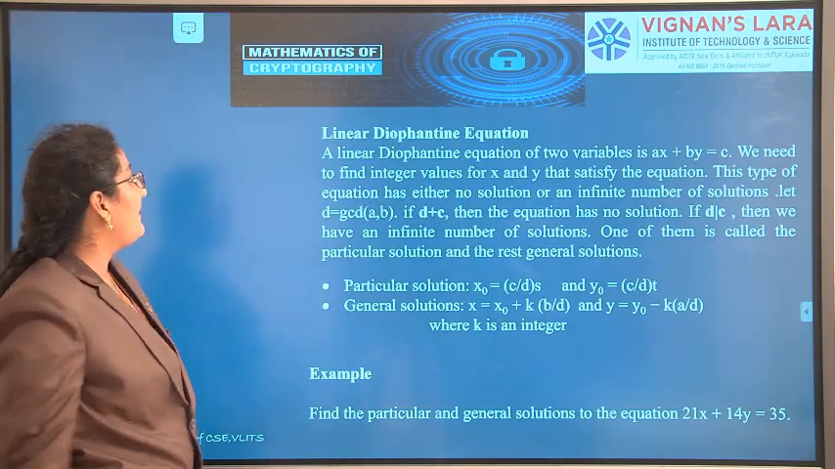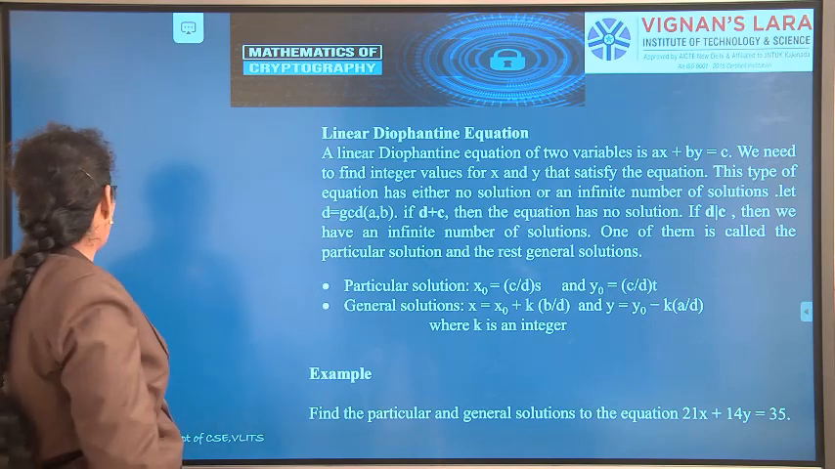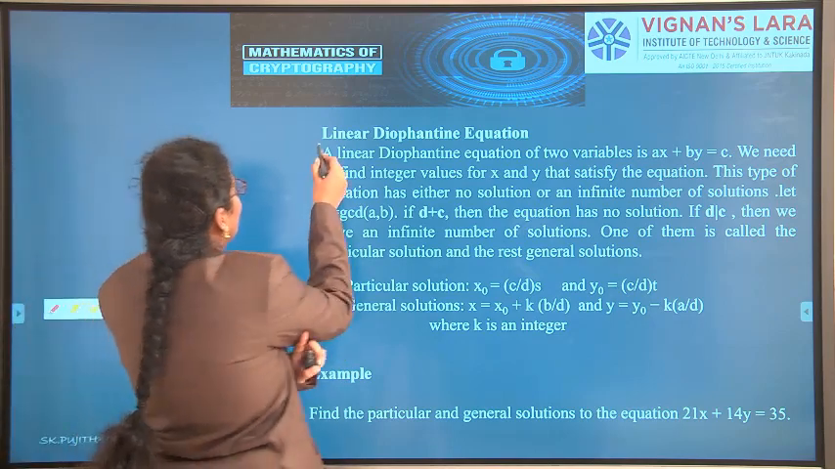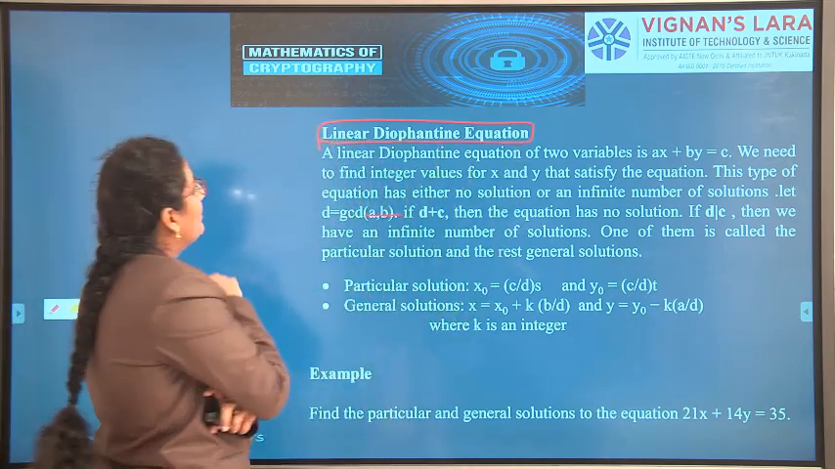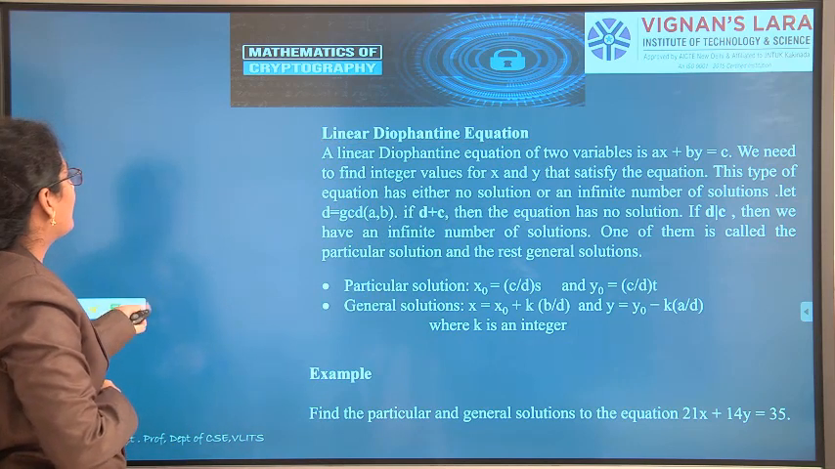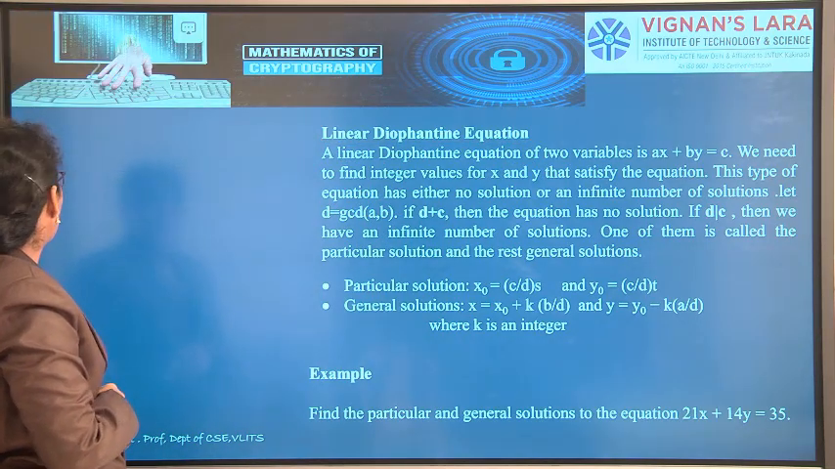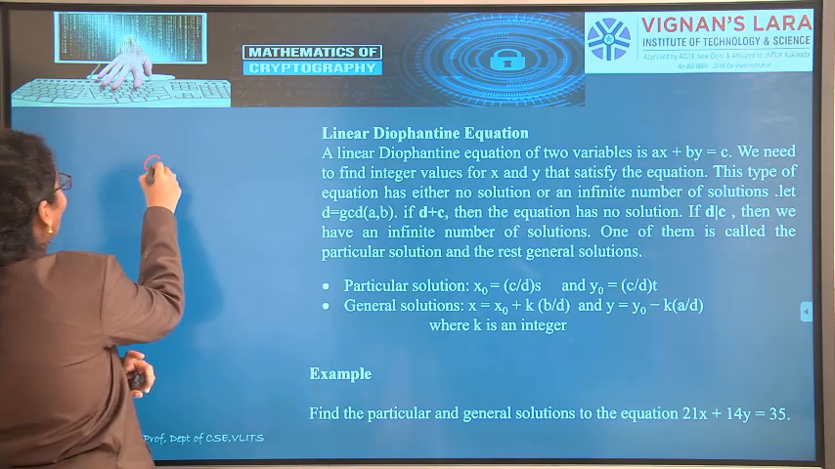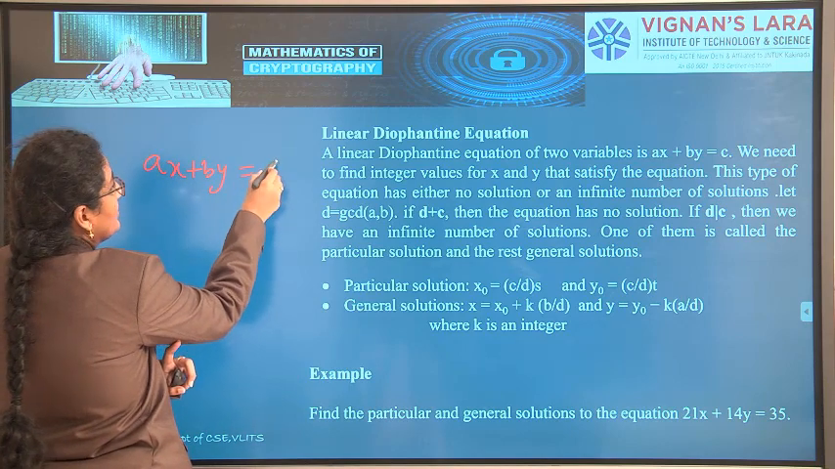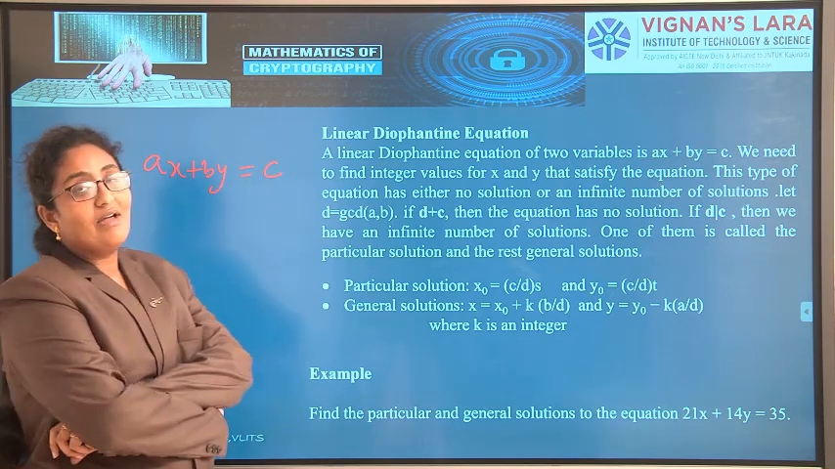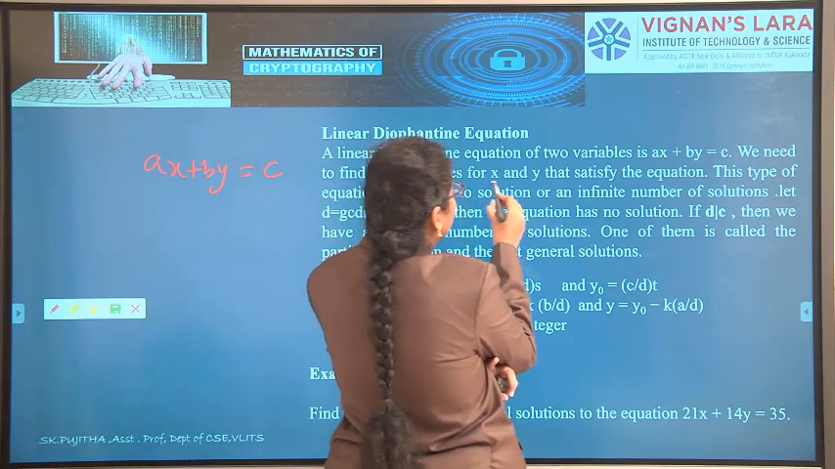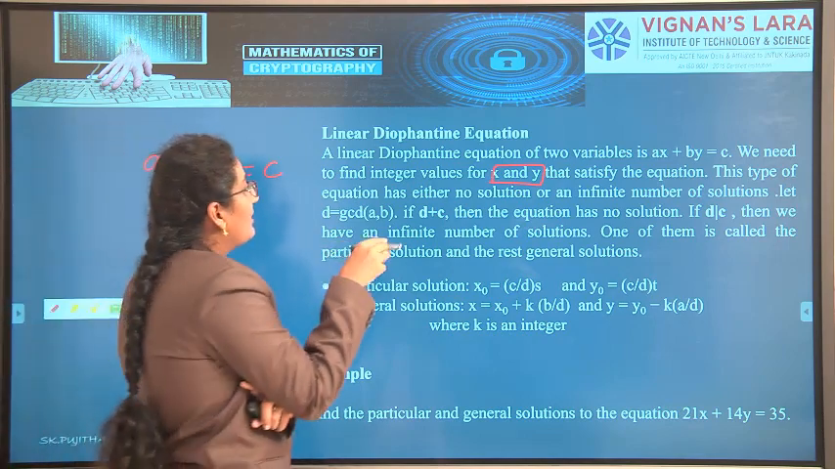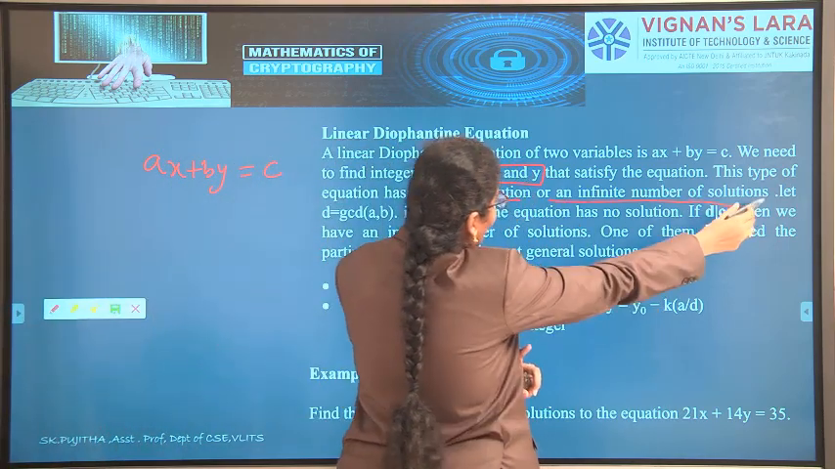So this is the next topic, linear Diophantine equation. Let us discuss this. A linear Diophantine equation has variables in the form ax plus by equal to c. We need to find the integer values x and y. This type of equation will have either no solution or an infinite number of solutions.